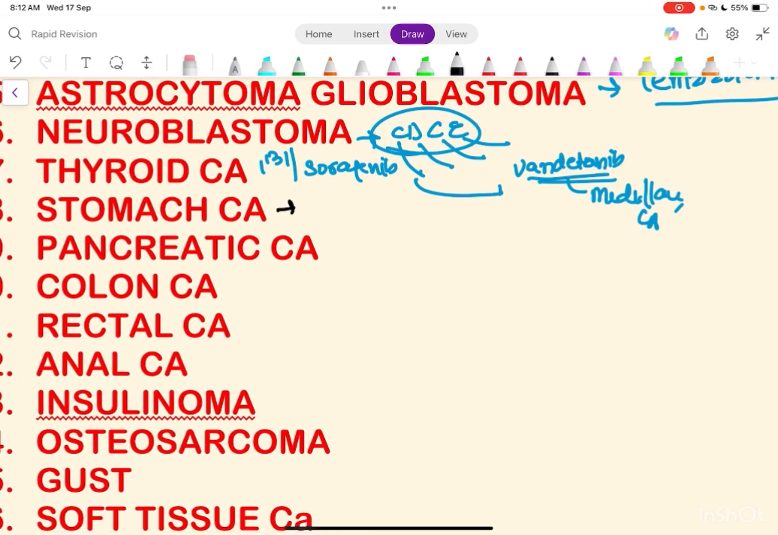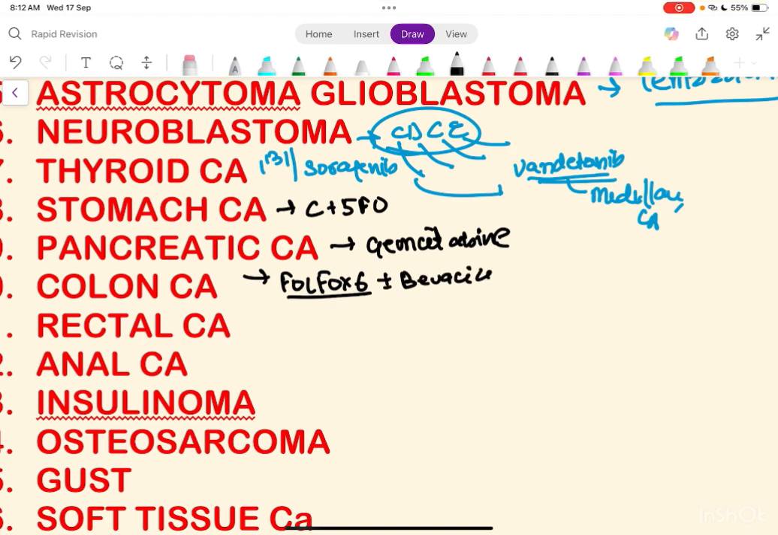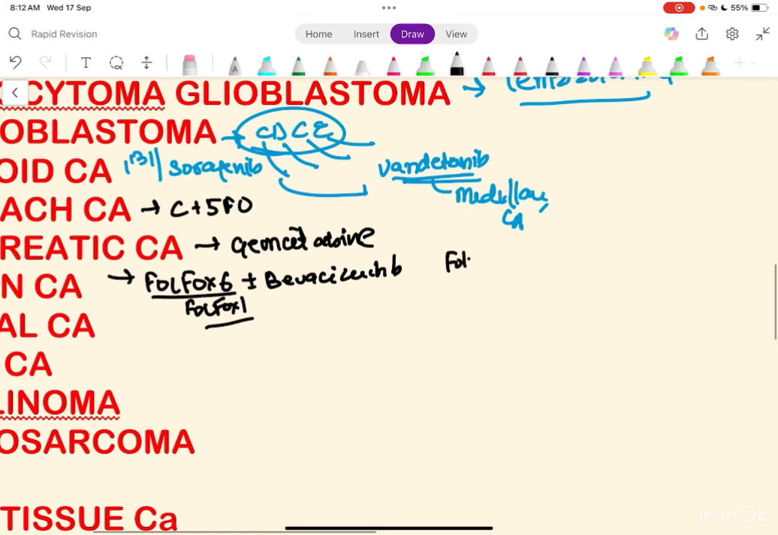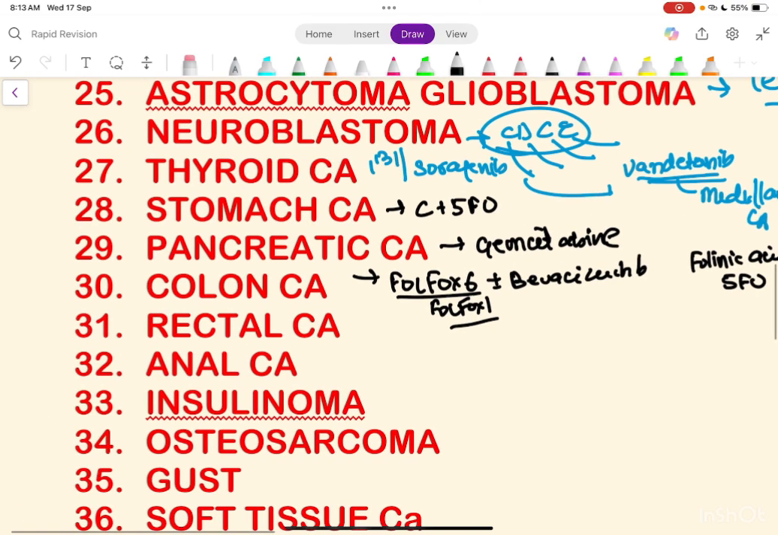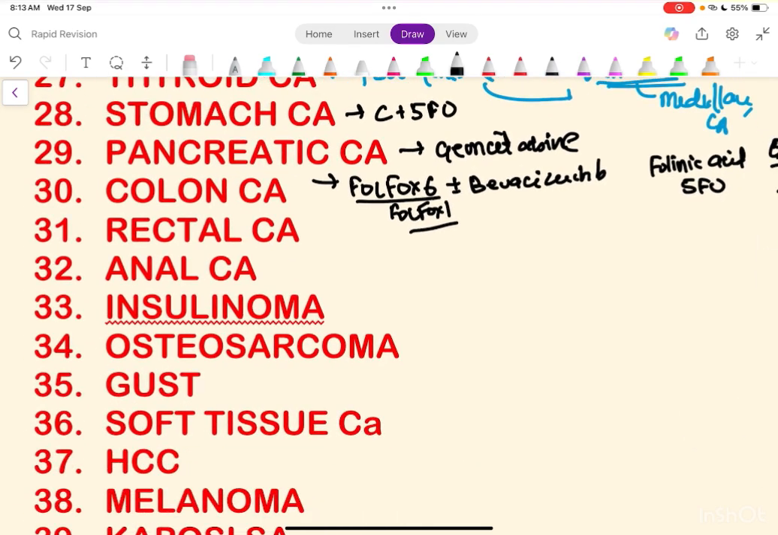Then stomach cancer, again you have cisplatin and 5-fluorouracil. Then in pancreatic cancer, gemcitabine. Colon cancer, we have something as FOLFOX6 plus or minus bevacizumab, or you can have FOLFIRI. Now FOL is folinic acid, F is 5-fluorouracil. Now when it is OX, it is oxaliplatin, and if it is I, it is irinotecan. Okay.